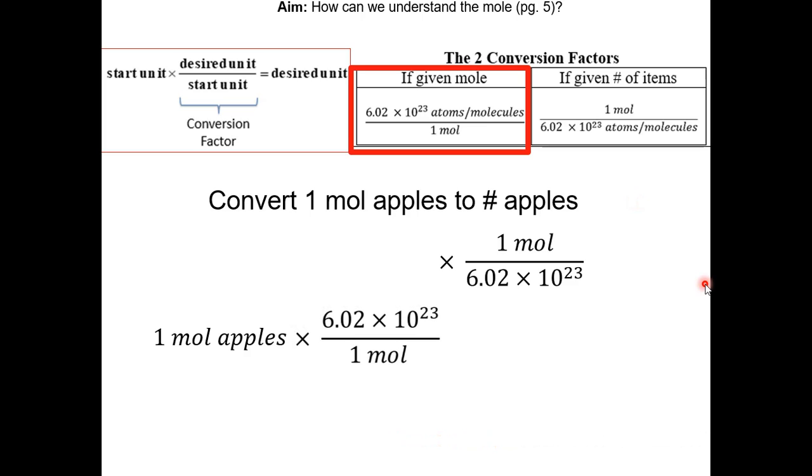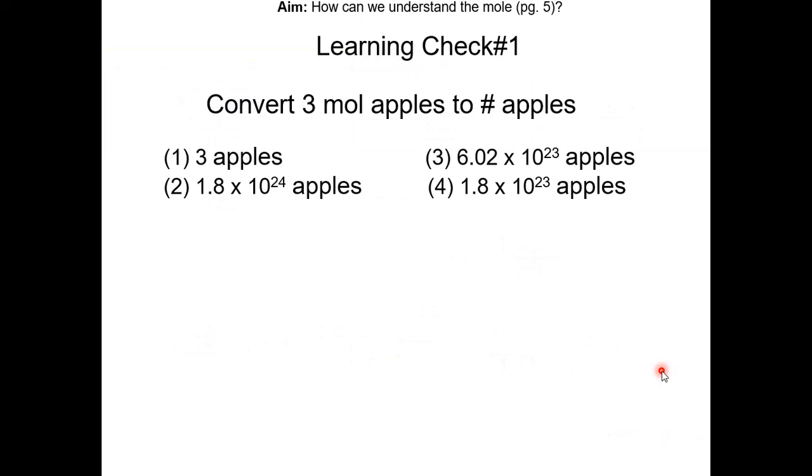Notice when we multiply by the conversion factor, the unit mole cancels out. So 1 times 6.02 times 10 to the 23rd is 6.02 times 10 to the 23rd apples. So that's how much 1 mole of apples is.